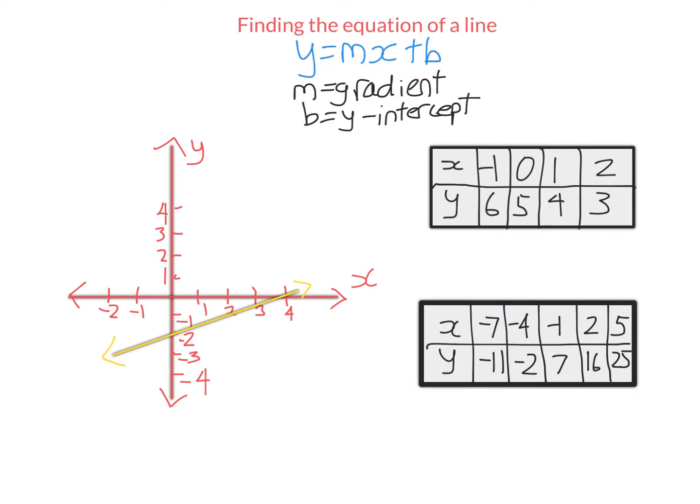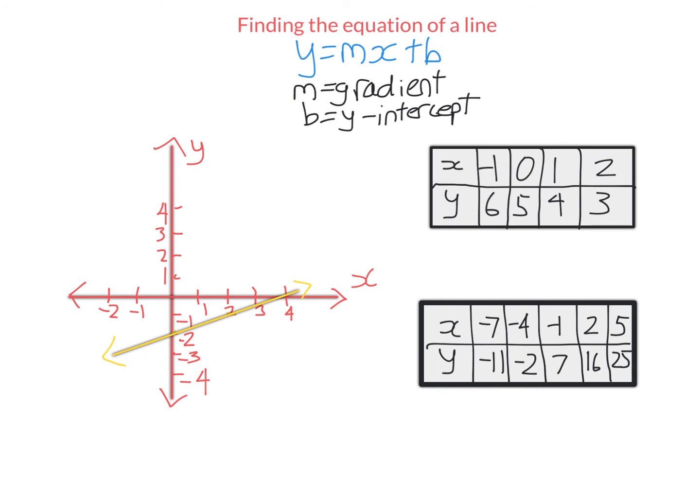So the equation of any line can be written as y equals mx plus b, where m is the gradient and b is the y-intercept. So if you want to find the equation of a line, you just need to find its gradient and its y-intercept. So let's find the equation of the line in this diagram here.